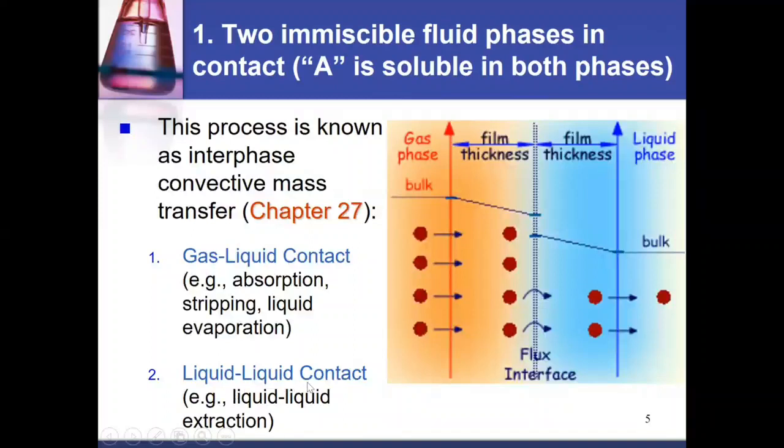For this liquid contact, the application is called liquid extraction. So in this case, we have mass transfer from this liquid phase to another liquid phase, or maybe the other way. This will be covered in chapter 27. This will not be covered in this course, but will be covered in CHE 306 in terms of design. Absorption and stripping will also be covered in CHE 306, but in terms of design.